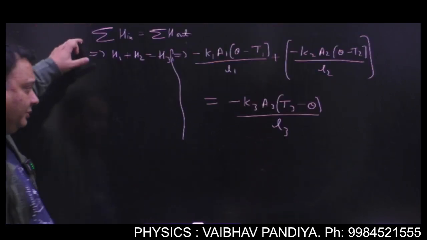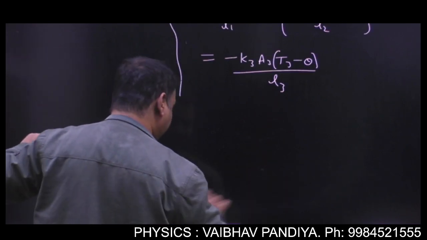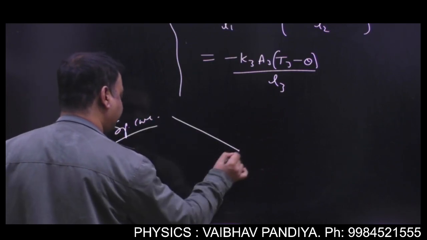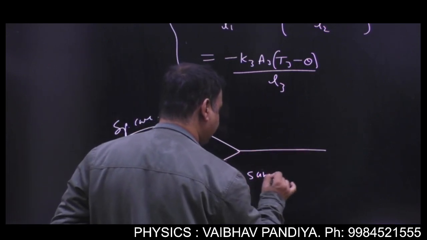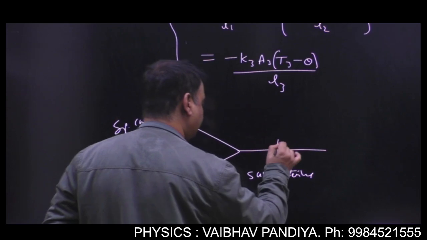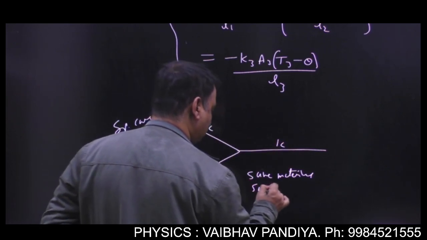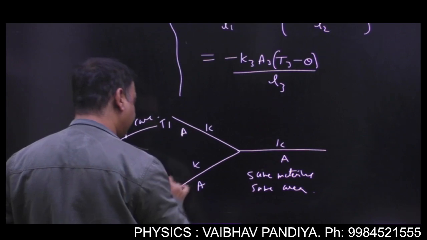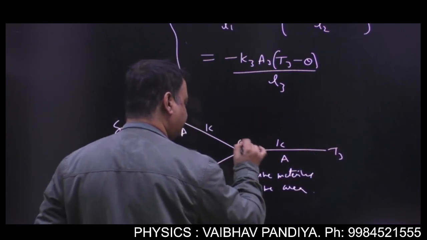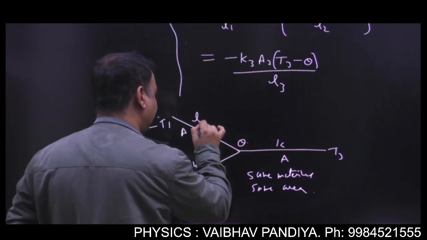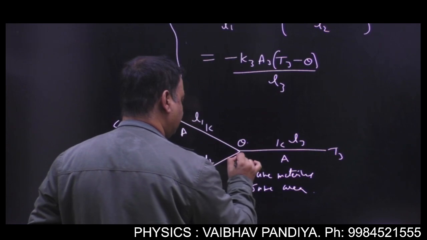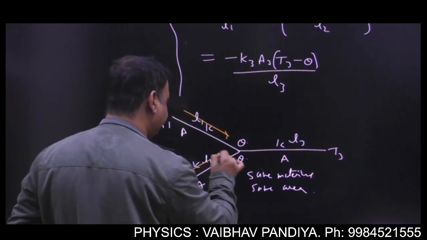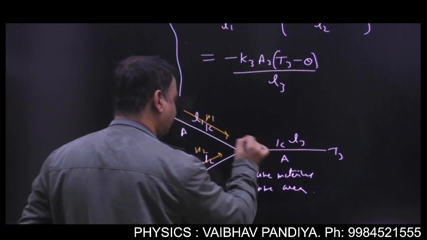Okay, in most of the problems, the calculation will be even easier for you. In most of the problems, we have something like this. They are of the same material. So K is the same. Same area, so area is also the same. Now if this is T1, this is T2, and this is T3, this is theta. And so this length is L1, this is L2, and this is L3. And this temperature is theta. So now in your equation, you will get something more convenient. So this is H1, this is H2, and this is H.